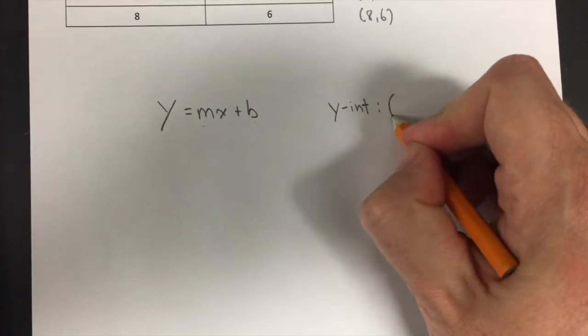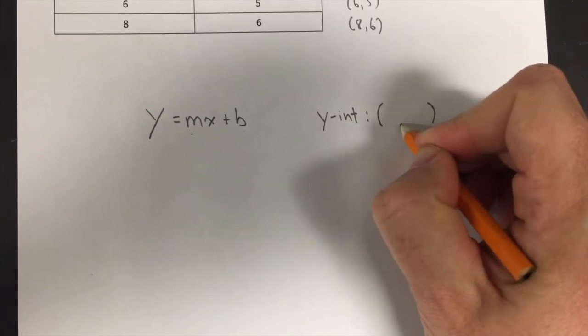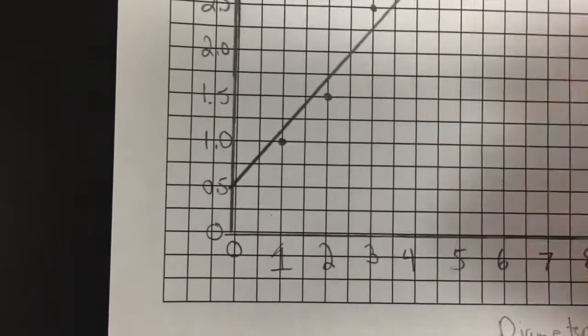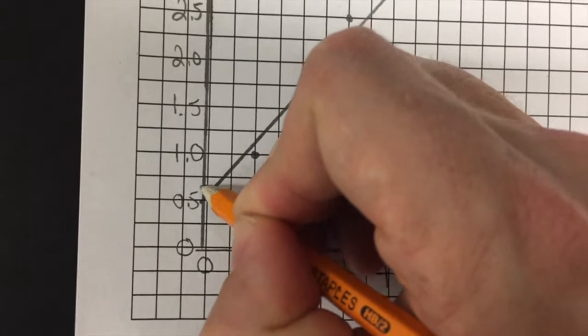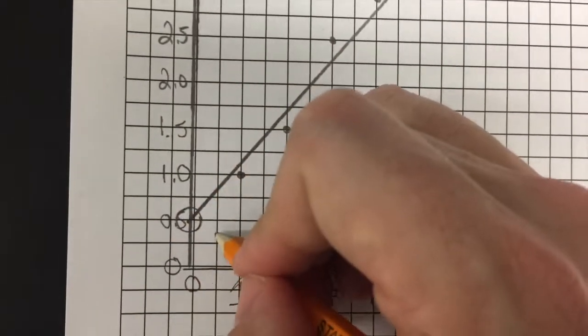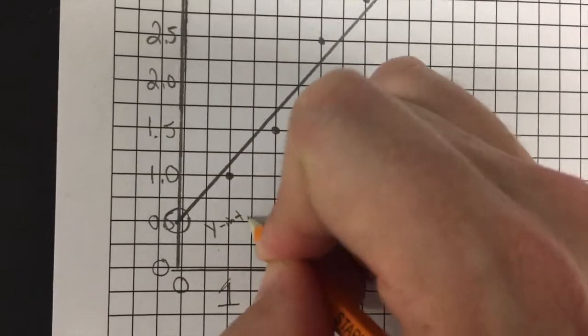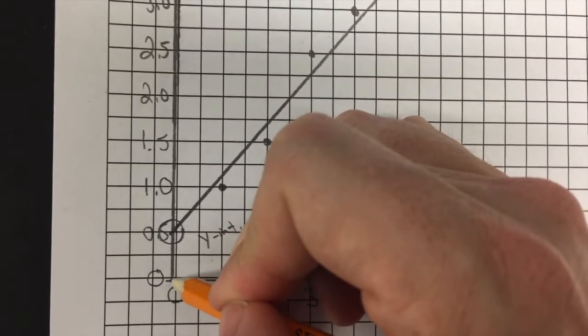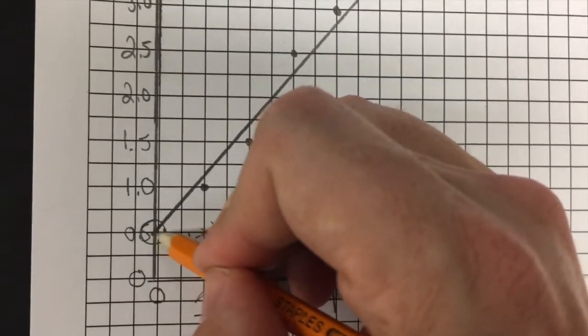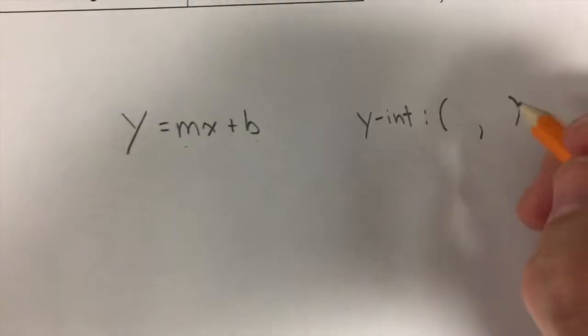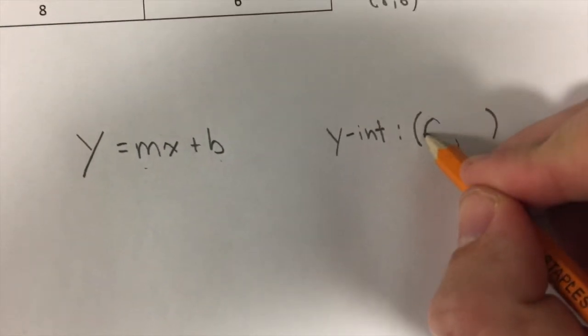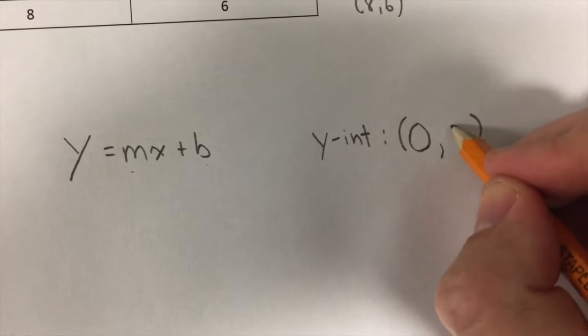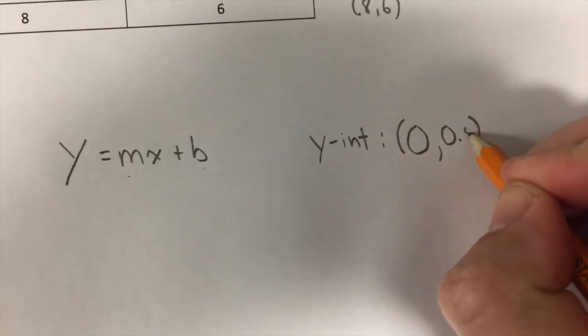We always write our y-intercept as an ordered pair. And I'm going to go back here. Now the y-intercept, it's that spot right there. That's my y-intercept. And it has a value in the x of 0 and a y value of 0.5. So I'm going to go over here and fill that in as an ordered pair. So anytime you ever ask for the y-intercept, it's 0, 0.5.